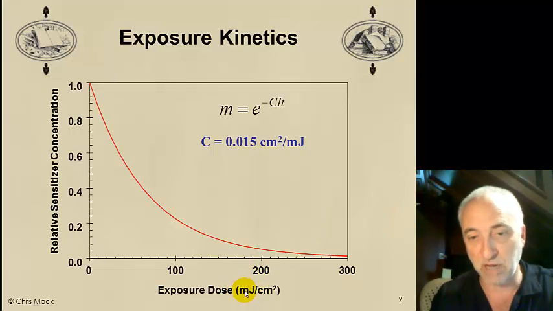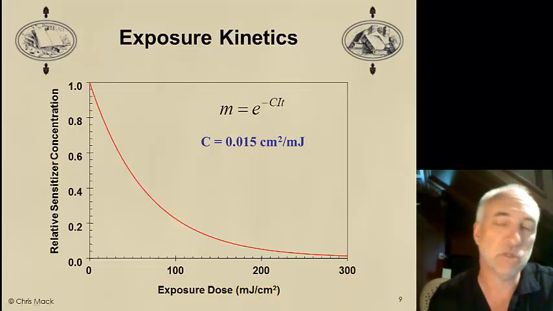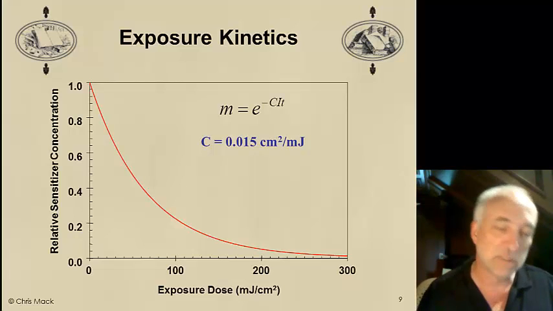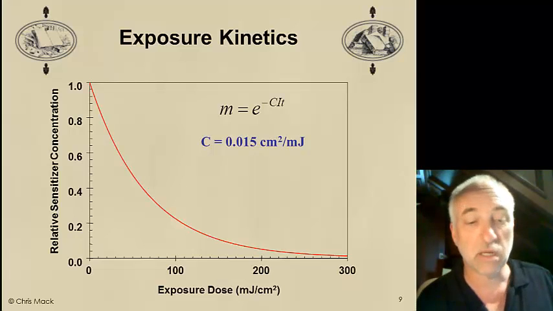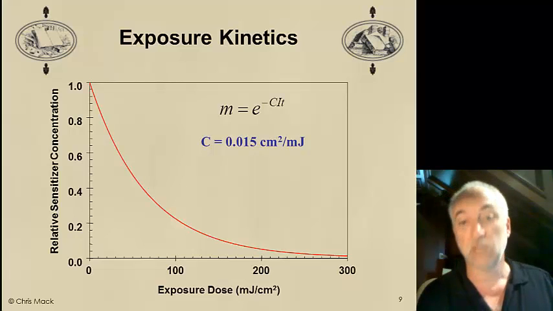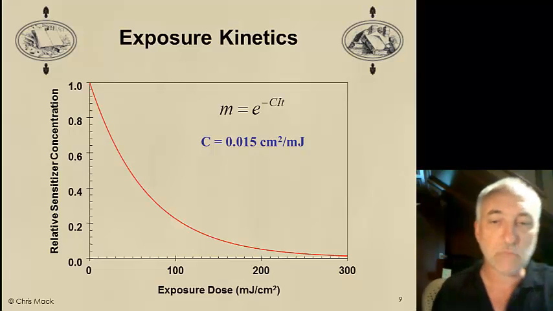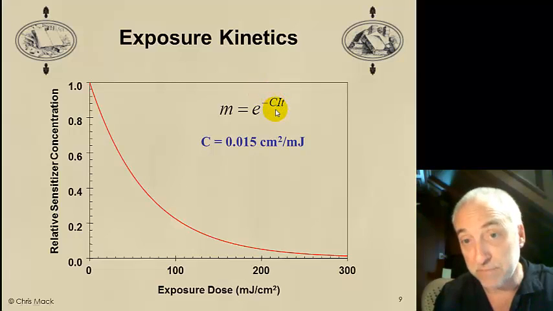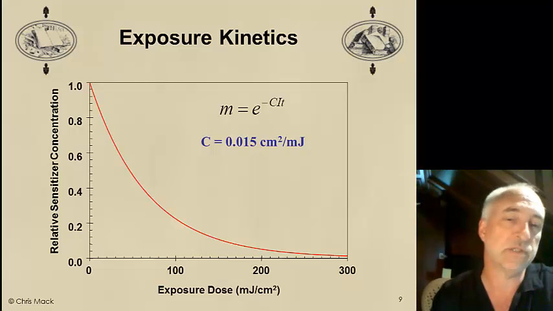It has units of joules, or more commonly millijoules, per unit area. So it's really a dose per unit area or an energy per unit area, but we always assume we're normalizing the energy by the area that we're exposing over. Millijoules per square centimeter is the most common unit. Therefore, C must have units of inverse dose, so centimeters squared per millijoule, and here's a typical value for the rate constant C.